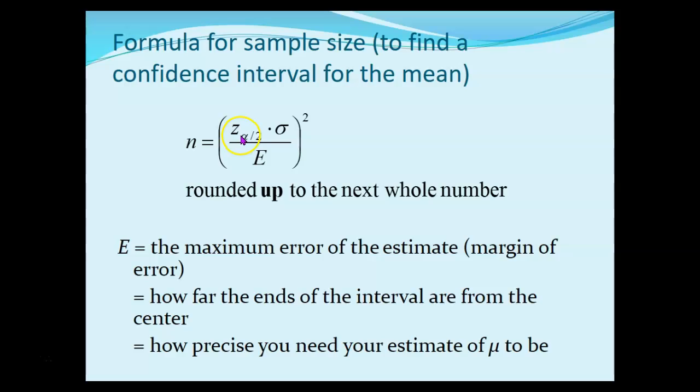We already know what the z sub alpha over 2 and the sigma stand for. The E stands for your margin of error, or the maximum error of the estimate. So that's how precise you need your estimate to be. If you want to know the average weight of all pink elephants to within 100 pounds, then 100 is what you would put into the formula in place of E.